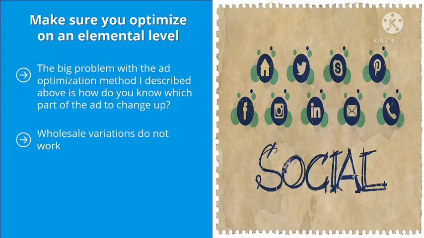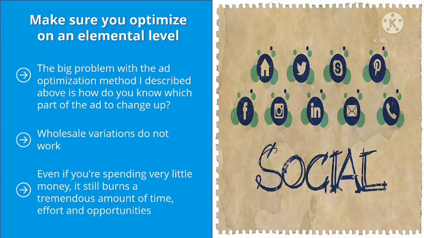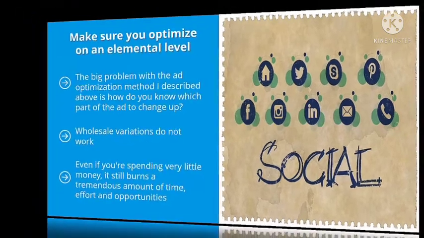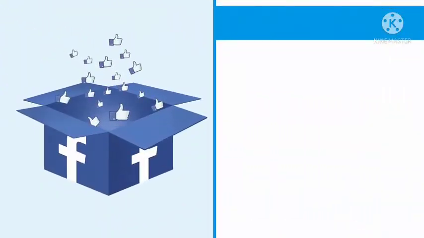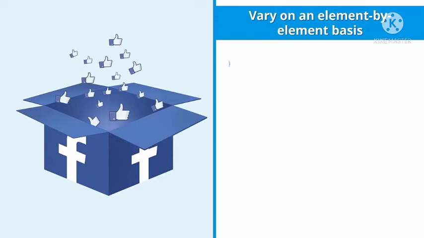You can't just take an ad, see that it doesn't work, replace it with a completely different ad, see that it doesn't work, and then repeat that process. Even if you're spending very little money, it still burns a tremendous amount of time, effort, and opportunities. You need to have a better way to turbocharge your results. Vary on an element-by-element basis.